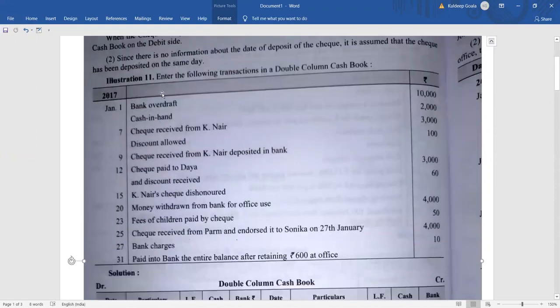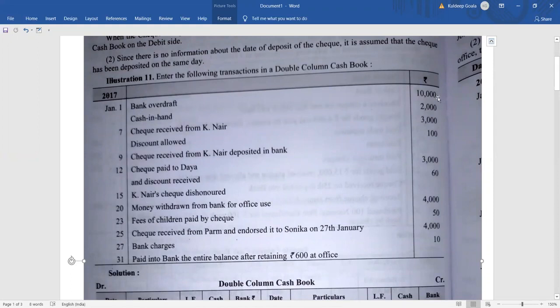Here it is, illustration 11. Enter the following transactions in a double column cash book, and the details have been given. That is, first of all, there is a bank overdraft of 10,000.